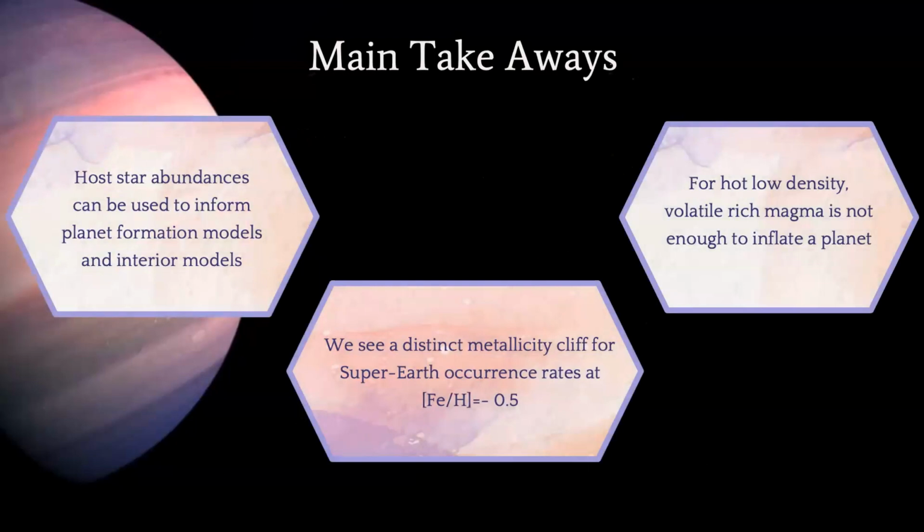So host star abundances are a great way to inform planet formation models and planet interior models. A couple of results that I'd like you to take with you: we see this metallicity cliff for these super Earth planets. That's very interesting in terms of planet formation and asking the question, how much material is required for planet formation? And for these low density lava worlds, we cannot explain their low densities due to magma alone.